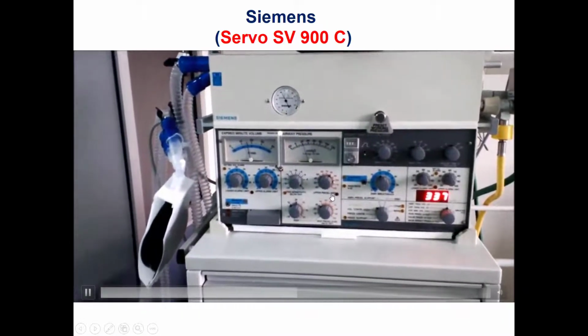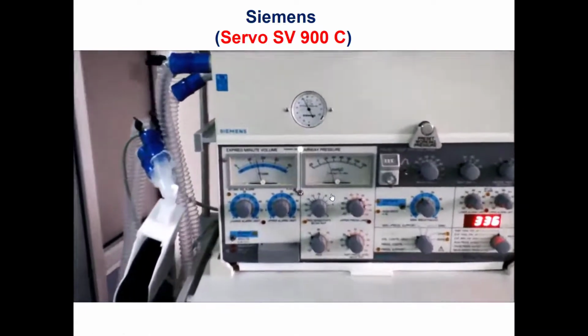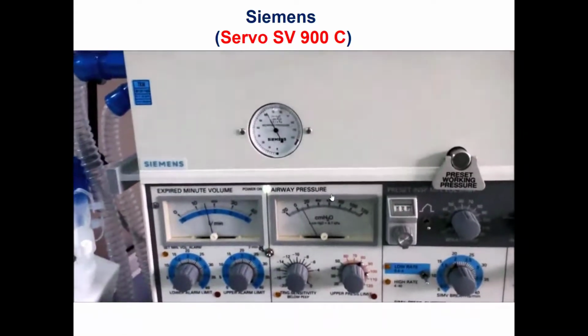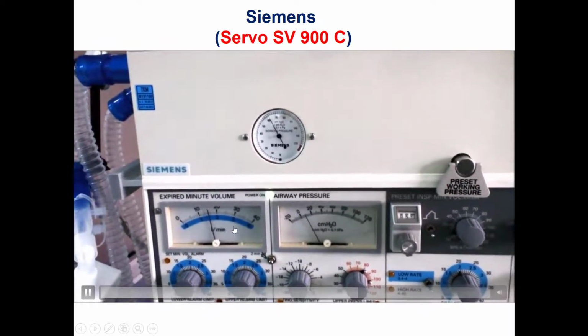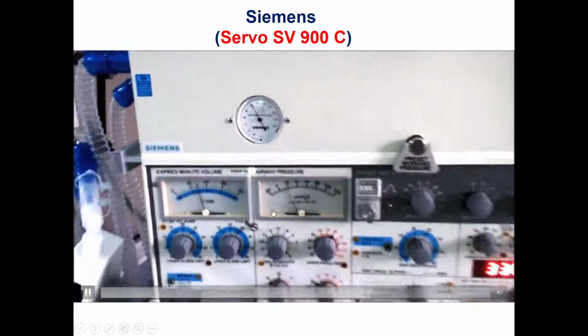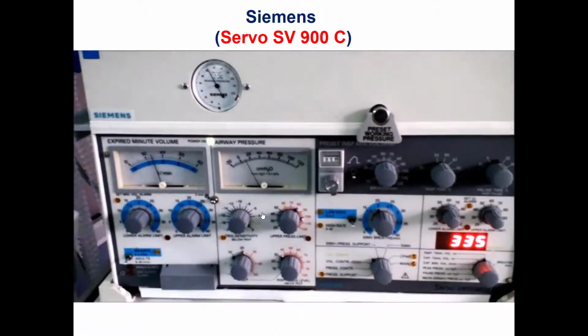So we have a maintenance kit. We perform this test and calibration prior to use of this ventilator on a patient. As we can see, we have analog and mechanical parts which need to be calibrated manually.